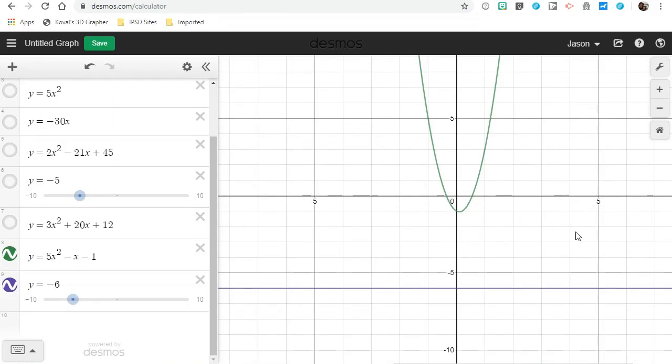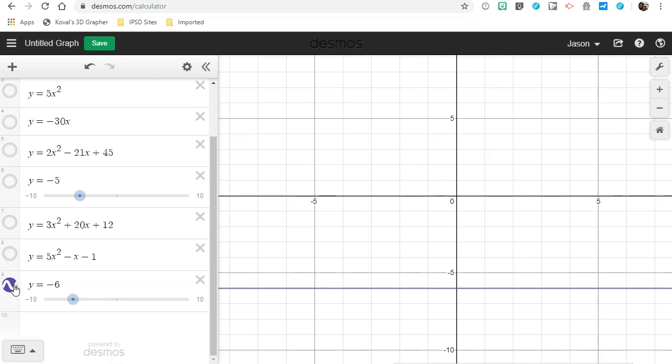If we look at 5x squared minus x minus 1, and then the line y equals negative 6, we see that there is no intersection of those two curves. That makes sense in the fact that it is not a factorable thing. So these solutions would be imaginary.